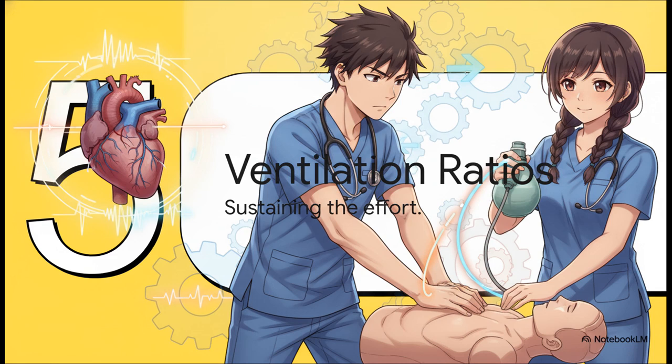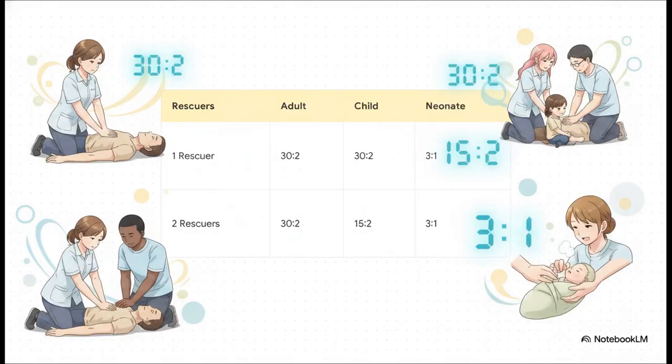Sustaining the effort. Now, what's really interesting about this slide is how the mathematical ratio shifts depending on who you are rescuing and how much help you have around you. For an adult, whether you're totally alone or with a partner, the ratio is locked at 30 compressions followed by 2 breaths, 30 to 2. But for a child, if you're solo, it's 30 to 2, but the very second a second rescuer arrives, that ratio drops to 15 compressions and 2 breaths.